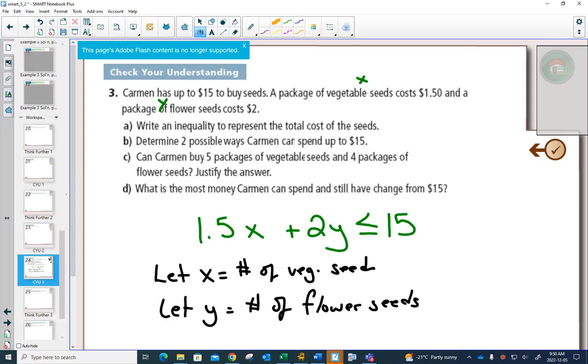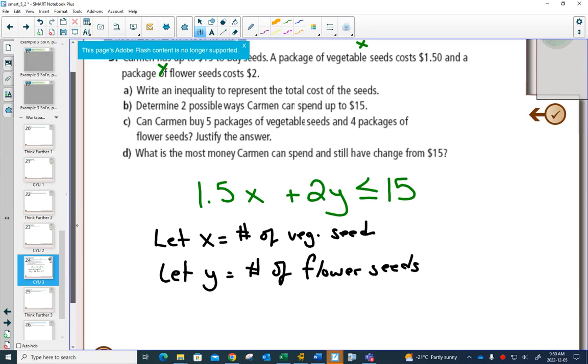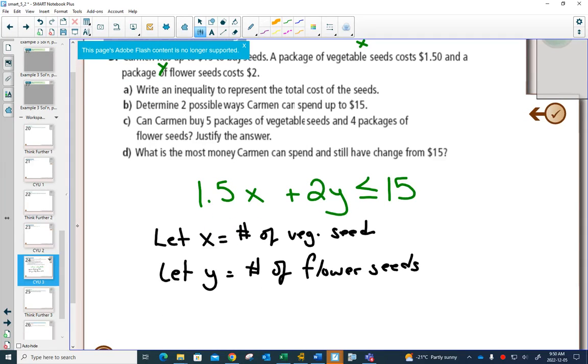So, part B. Can you figure out two possibilities that she could buy? So take some time, just find out. You're there at the store. What could you buy? You have up to $15. What's possible? Come up with two possibilities.